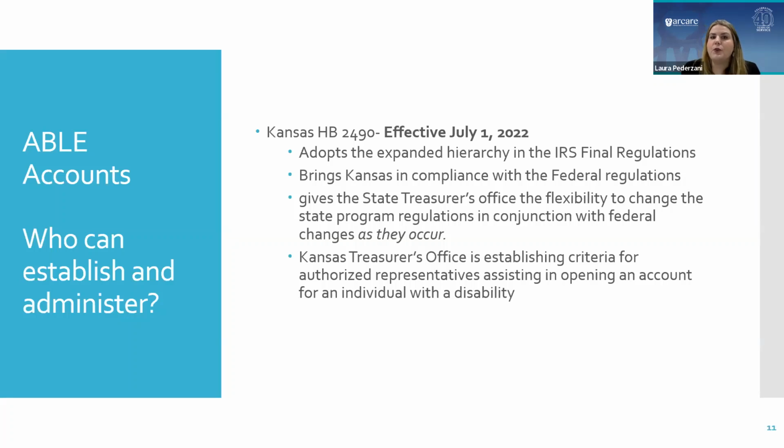The legislation language also gives their office, the state treasurer's office, who administers ABLE accounts, the flexibility to change the program as federal changes occur. So if for some reason the federal regs change again, we don't have to go back in Kansas and get another bill passed. They're able to just change as the federal regulations change. And the current treasurer's office is establishing the criteria for authorized representatives in assisting in opening an ABLE account for an individual. So again, if you're a spouse or a parent, they're going to establish the criteria and the process for how to move forward with that.